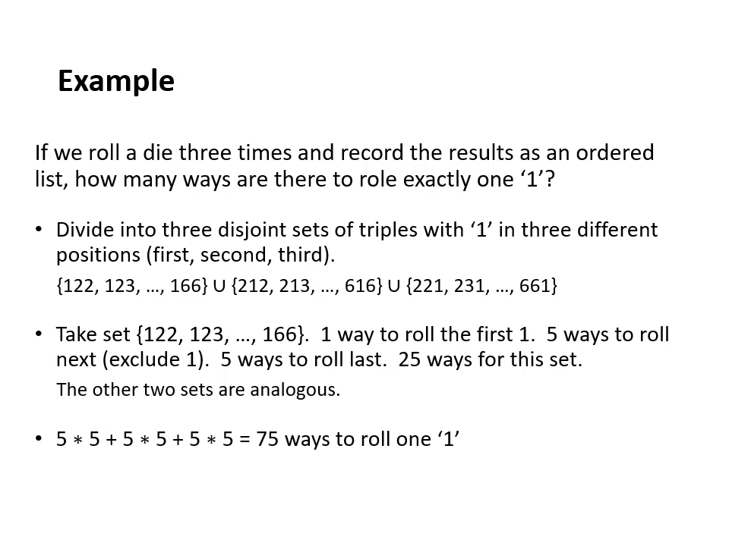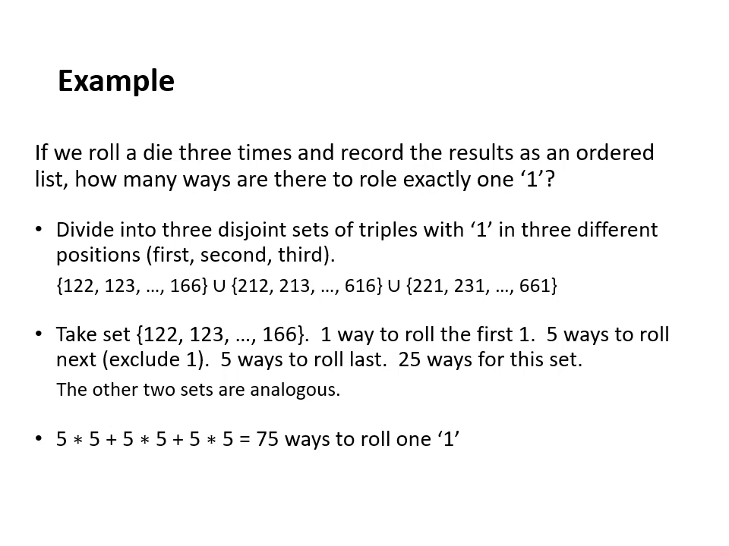Okay, so now we can divide this into 3 disjoint sets of triples with 1 in 3 different positions: first, second, and third. And here are the sets that illustrate this. So the first set has 1 in the first position, and then all possible ways that we can roll the other 2 positions. Then the second set has 1 in the second position, and the first and third positions have all possible ways of rolling the die for these positions. And the same thing goes for the third set.